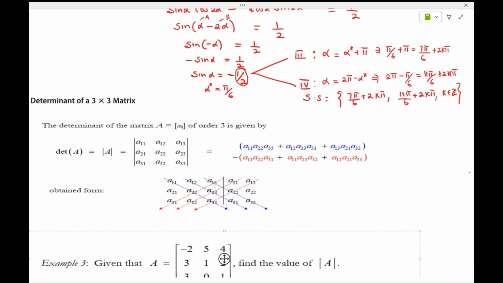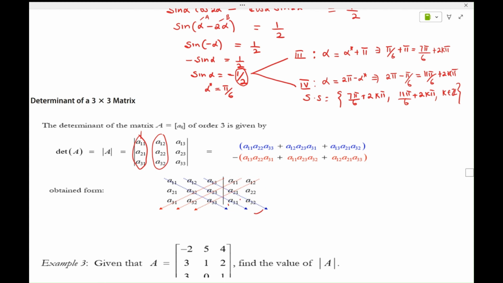If you have a 3 by 3 matrix, as you can see, all you need to do is repeat the first two columns. Look here, you have a11, a12, a13. Then you repeat the first two columns. What are the first two columns? This one, a11, is the first column. You put it here, right? Then this is the second column. You put it down here. Is that okay?